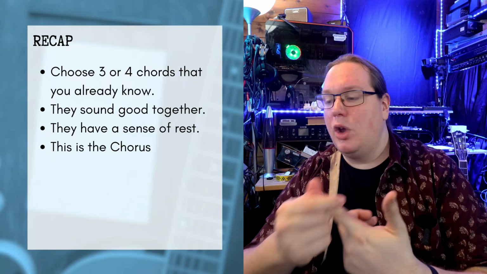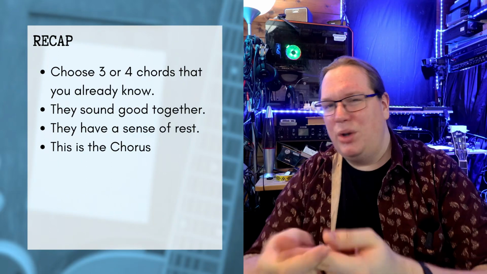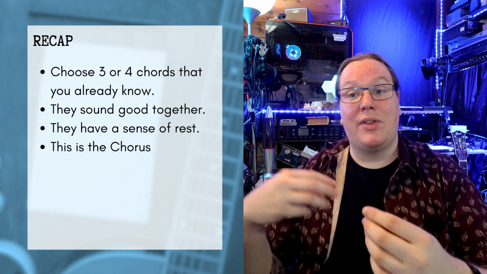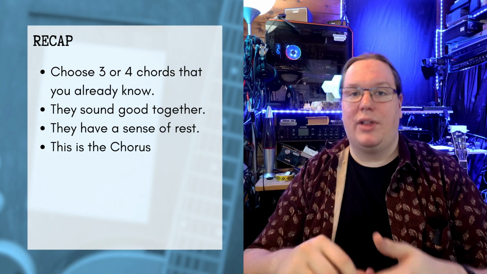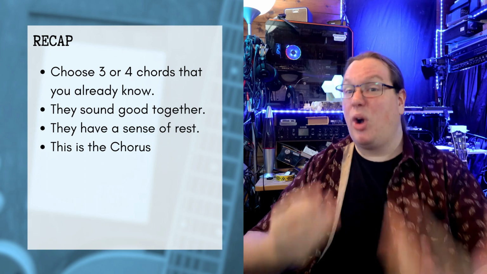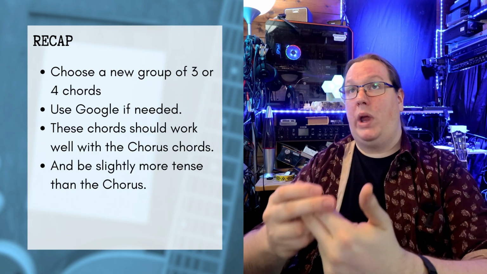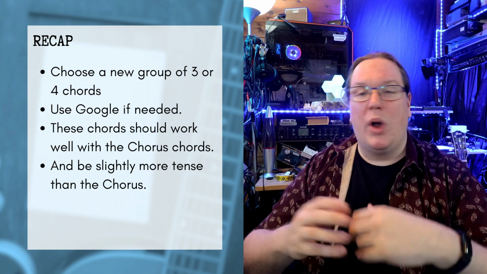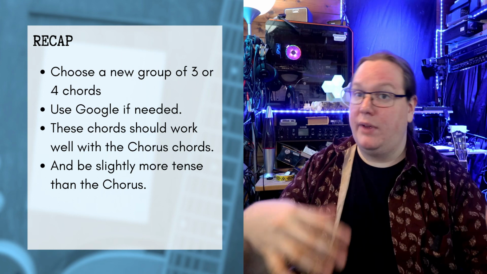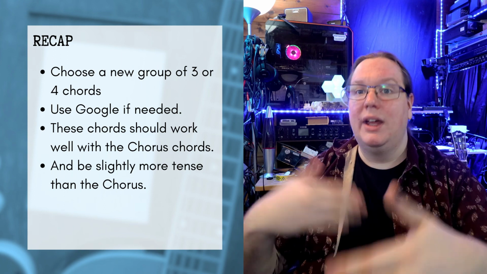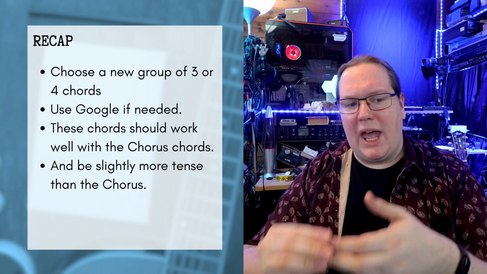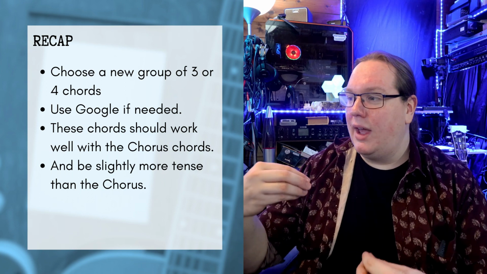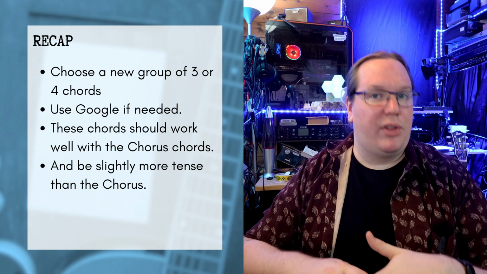So step 1 was to choose chords that you know already, 3 or 4 chords that sound good together and that have a sense of rest when you get to the last chord, and we're going to call that the chorus. Step 2, we chose a second group of chords for the verse. They needed to work well with the chorus, so we played verse, chorus to make sure they had a good flow to them, and they needed to have a degree of tension, so they didn't want to sound as bold or restful as the chorus.